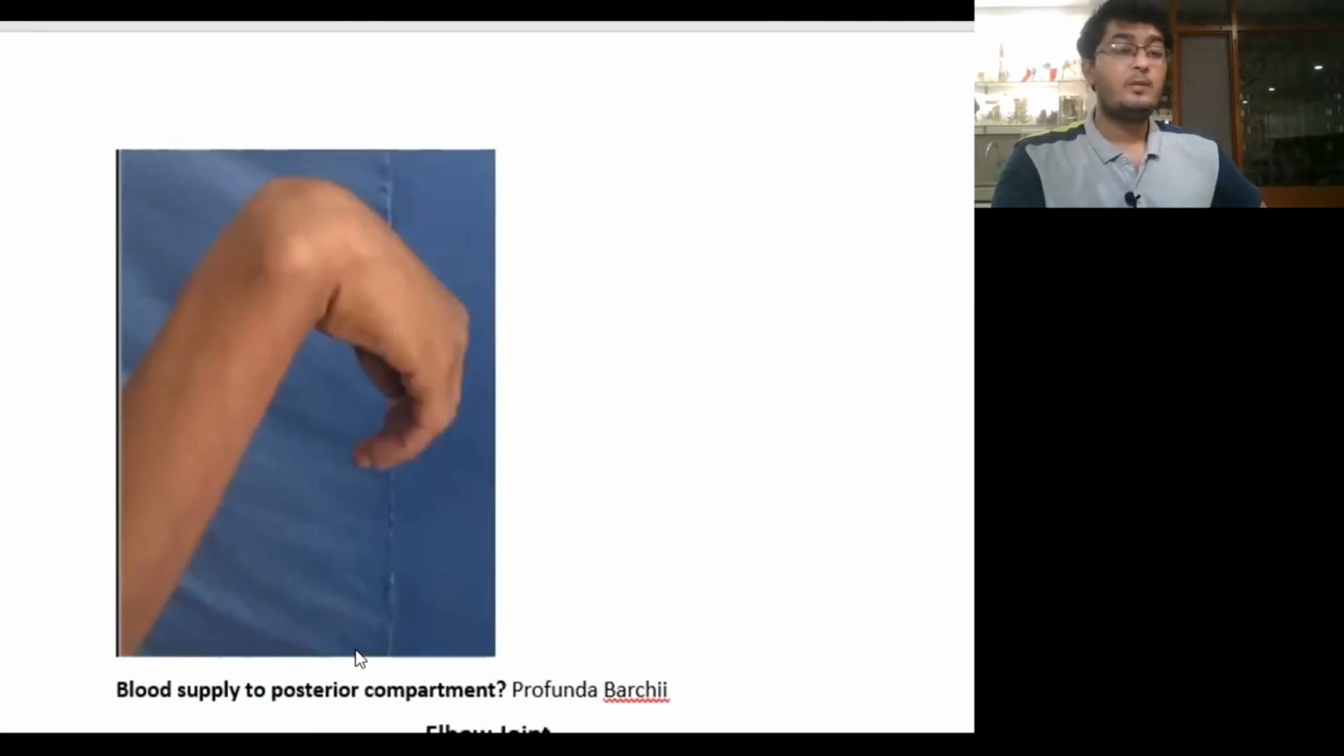And what is the blood supply to the posterior compartment muscles in the arm? That is provided by the profunda brachii artery. And with that, we are done with the posterior compartment of the arm.